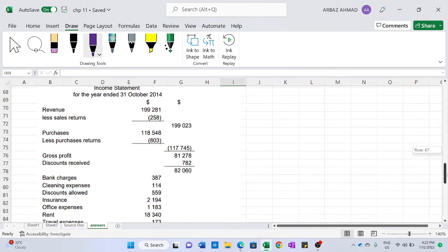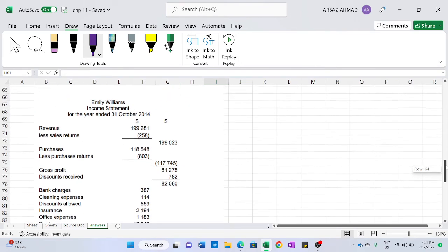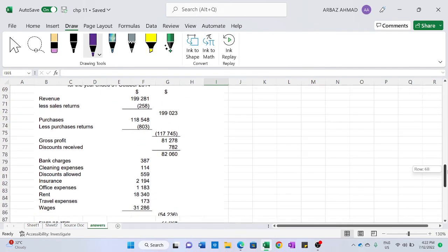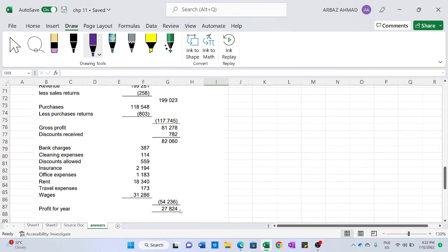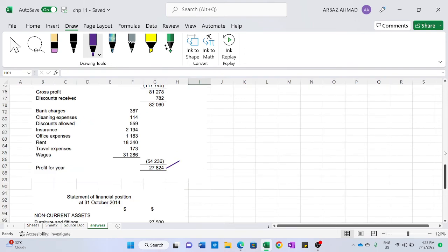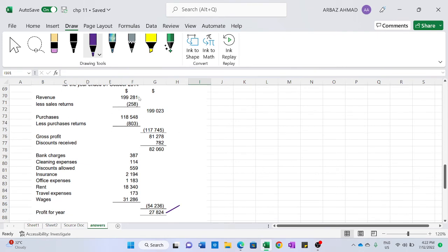Question 5 is asking you to prepare the income statement. In the income statement, you are supposed to calculate the profit for the year. Let me make it a bit small. Your revenue is this, less sales returns, then purchases minus purchase returns, and this is the cost of goods sold. So you take the sales minus the cost of goods sold, and you will get the gross profit.